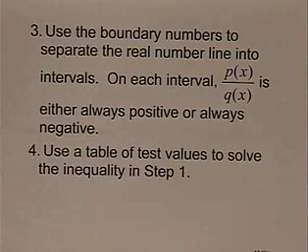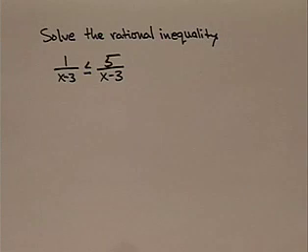The next step is to use the boundary numbers to separate the real number line into intervals. On each interval, p of x divided by q of x is either always positive or always negative. Use the table of test values to solve the inequality in step 1. So we'll take a look at an example. Here we're asked to solve the rational inequality 1 divided by x minus 3 less than or equal to 5 divided by x minus 3.